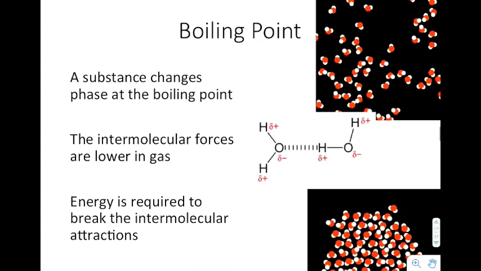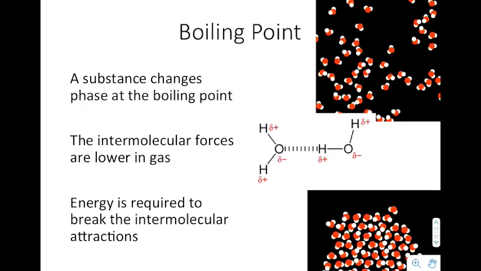Okay, the boiling point. It says a substance changes phase at its boiling point. The intermolecular forces are lower in gases. So once again, we see this intermolecular attraction between hydrogens and oxygens. If you look right here, this is an attraction. In order for something to go from a liquid to a gas, you have to sever these attractions. Those attractions can't be there anymore. So you need energy in order to break these intermolecular attractions.